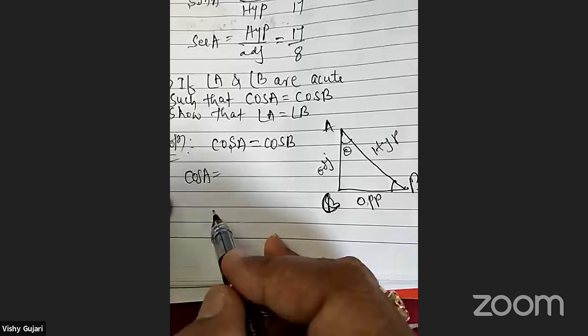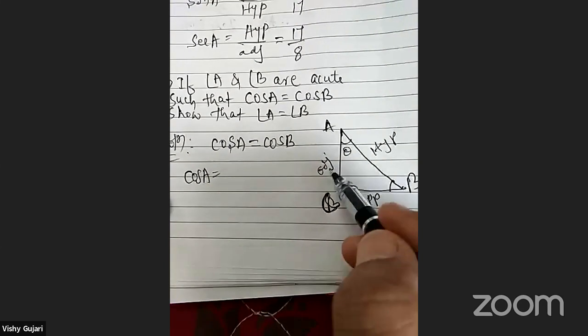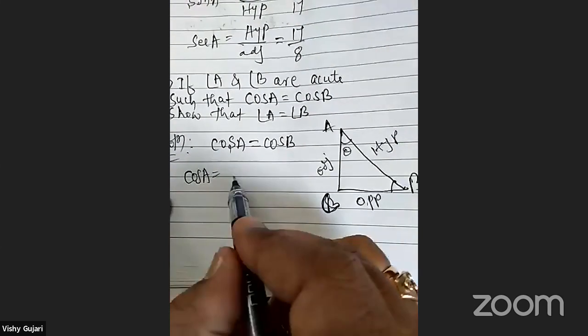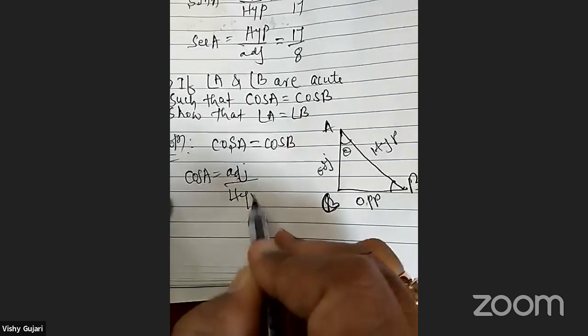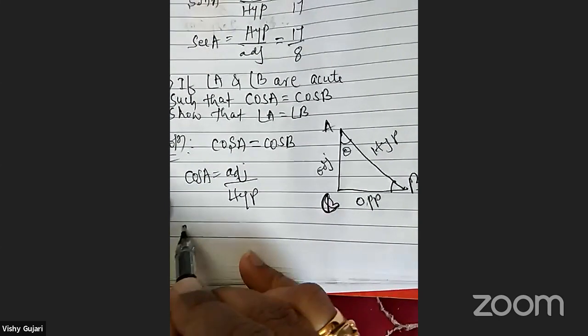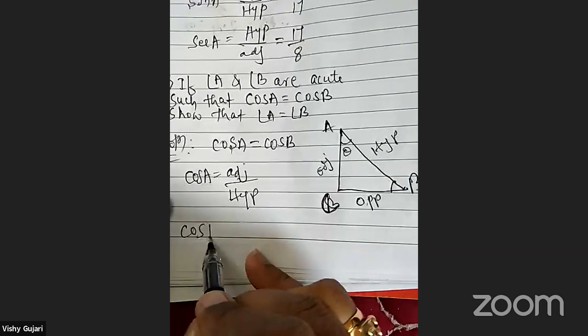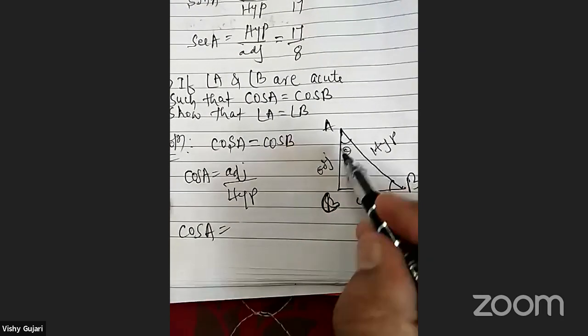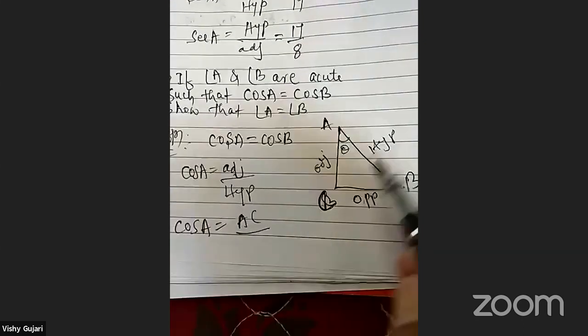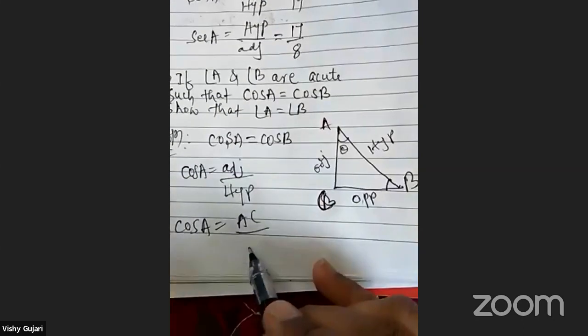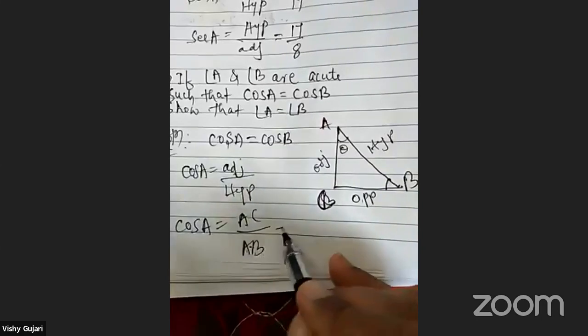Cos A is equal to what? Adjacent by hypotenuse. Cos means adjacent by hypotenuse. That means cos A is equal to, what is adjacent? AC divided by hypotenuse AB. Call it as equation 1. Write this down.